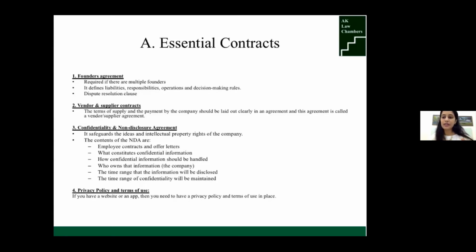Then there are the payment terms. Clearly mentioned, from the date on which you've received this particular product, you will pay within 30 days, or you will receive the money within 30 days. If you don't receive it, what is the penalty clause for that? So your vendor contract is very, very critical, because today there is something called the Insolvency and Bankruptcy Code.